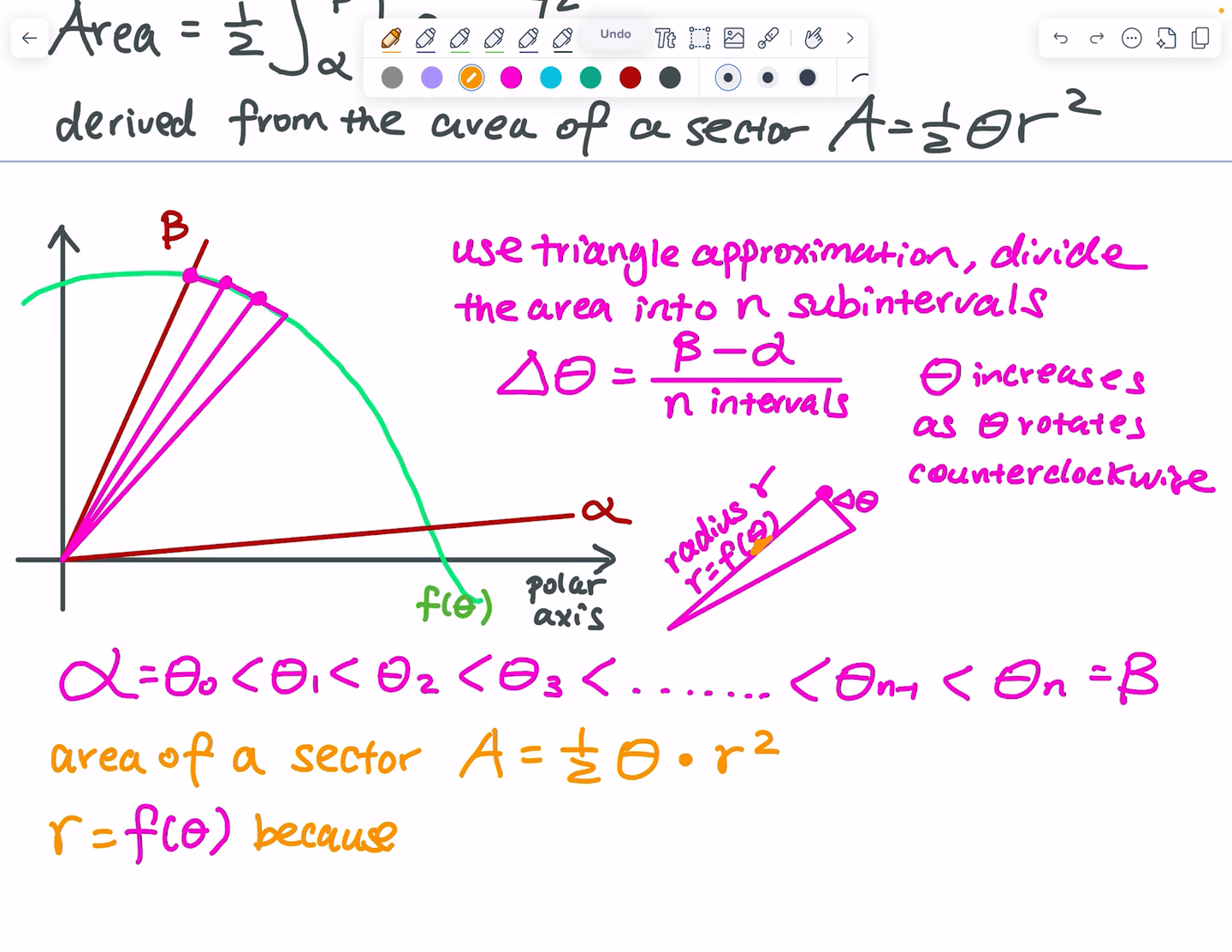Okay, back to our writing. R equals f of theta because R is different at different theta. So that's why we need to go over the table values. You have a polar equation. You plug in different angles to the polar equation, then you get a different R. That's why you get different points.